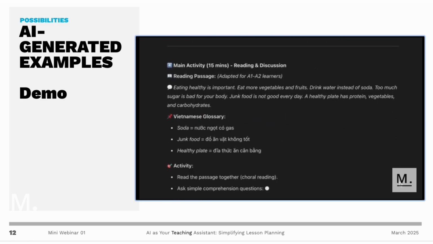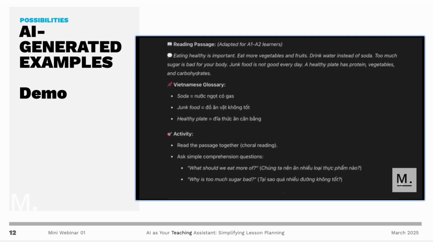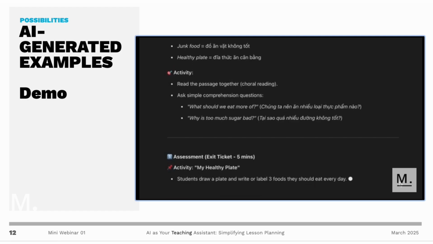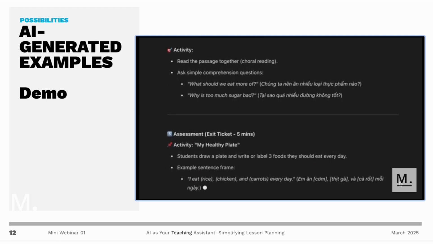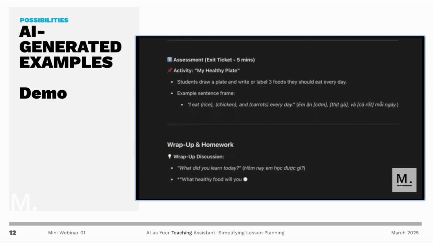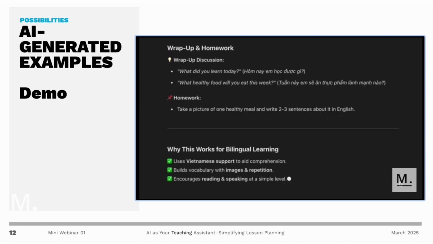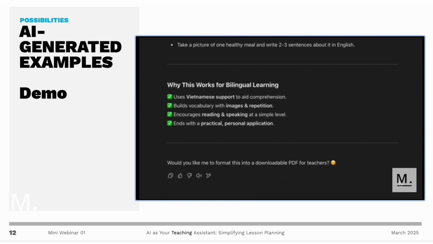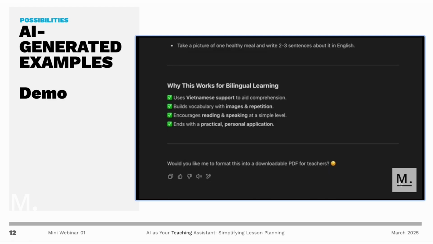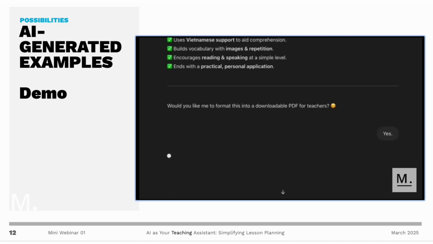There's the main activity. There's even a time stamp on it, or time window, 15 minutes. And then there's the 5-minute assessment. You can wrap up with their homework, and there's even a rationale of why this lesson plan works. All right, so in a matter of 2 minutes, it's all there. You can look at it and then decide whether you like all of it, none of it, whatever, and adjust it.